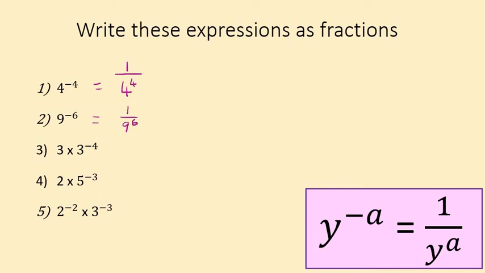Now, this one looks a little bit more complicated, but it just means we've got to do one more step. I'm just going to simplify this first. So I'm just going to do this multiplying. So 3 times 3 to the minus 4, well, 3 is the same as 3 to the 1. So now we can just add the powers together. 1 plus minus 4 is minus 3. Oh, and now it looks like we can apply the rule. 3 to the power of minus 3 is 1 over 3 to the 3.